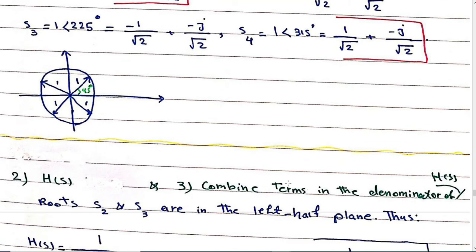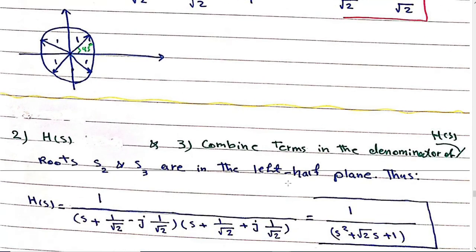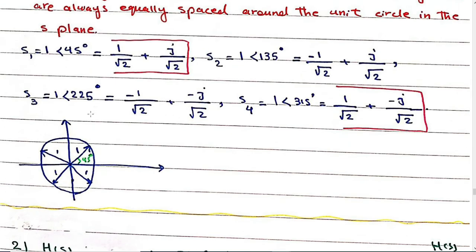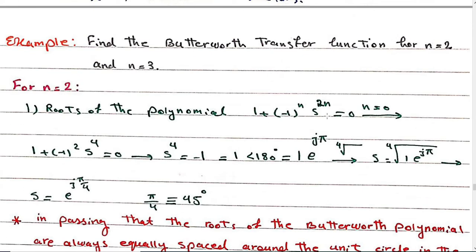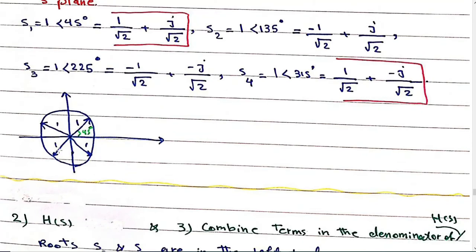What is the second step? The second step: assign the left half plane roots to H of S. So we have 2 roots on the left half plane, these 2. What are these 2? This is 45, so this is S1, S2, and S3. S2 and S3 are in the left half plane.